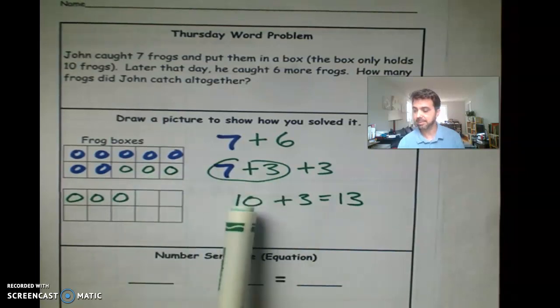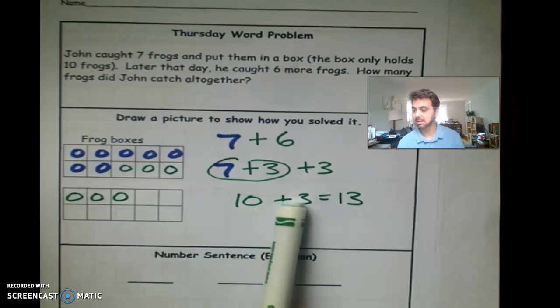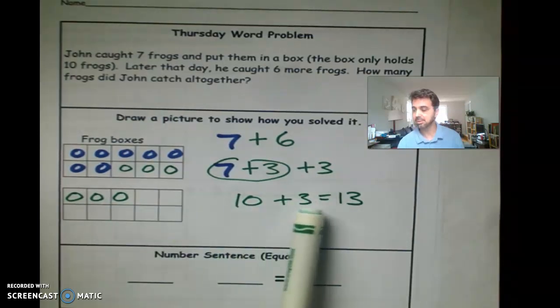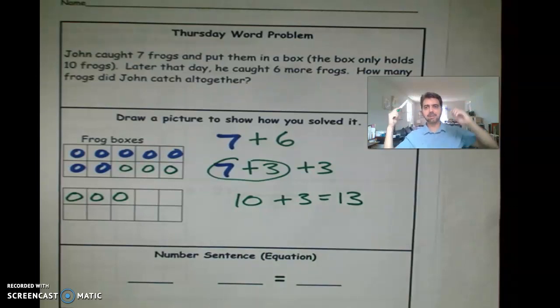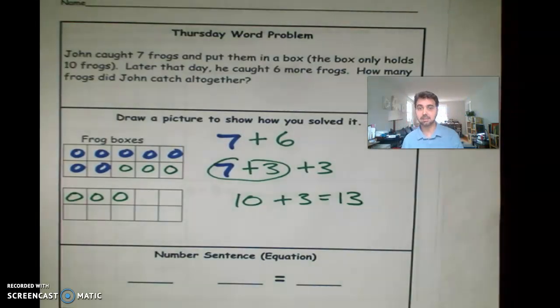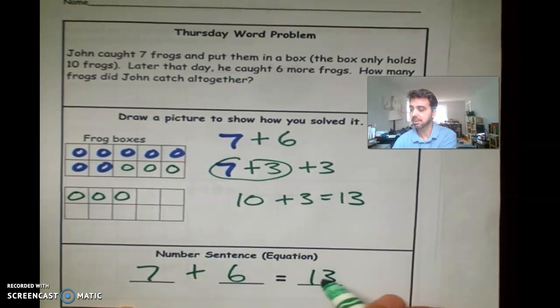So 7 and 3 makes 10, plus the 3 more from the second box. Okay, so now you've got 10 plus 3 equals 13. So when you're doing this in your head, you might just think 7 plus 6 is the same as 7 plus 3, that gives me 10, plus 3 more gives me 13. So now I know 7 plus 6 is 13. And our number sentence, of course, would be just 7 plus 6 equals 13.